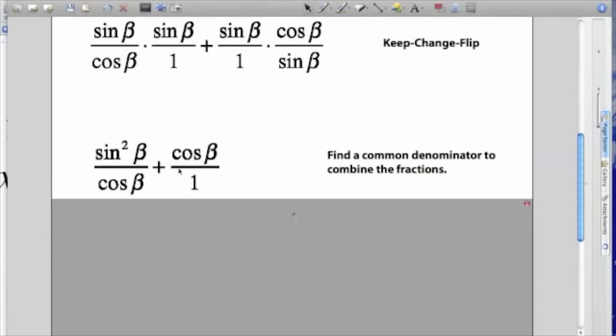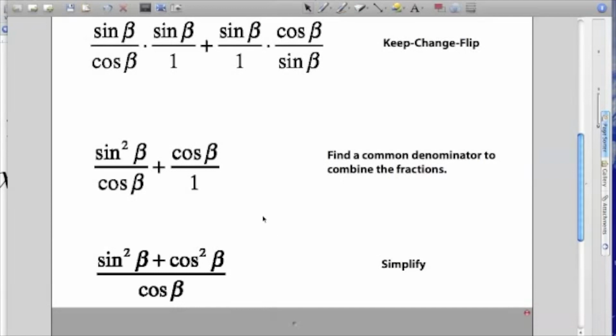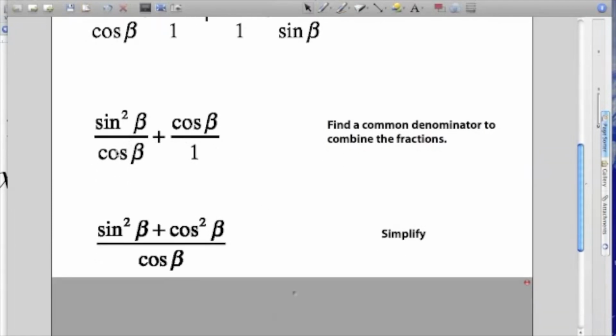So what we're going to do is find a common denominator and combine this into 1 fraction. And you'll see that here, which is nice. You see the cosine and the 1 in the denominator, so automatically that means my denominator is going to be cosine. Well, since this already has a cosine, I don't need to do anything. So I bring the sine squared down. This side, well, I need to multiply the 1 times cosine, so I have to multiply the top times cosine. When I multiply the bottom times cosine, I get cosine times cosine, of course, which is cosine squared.